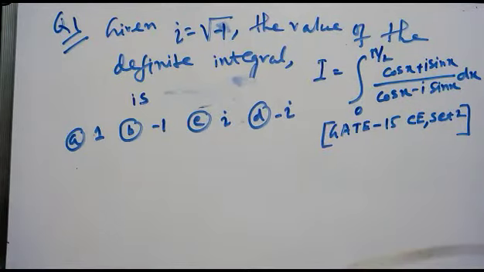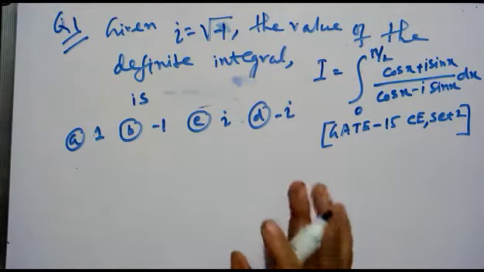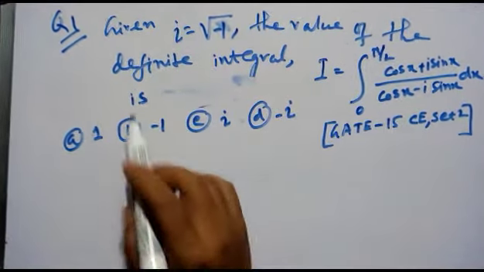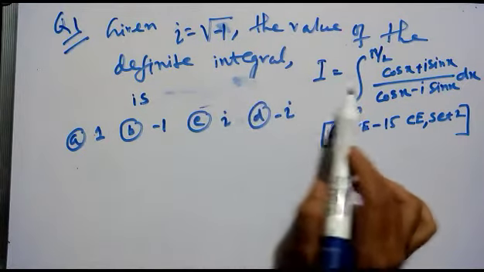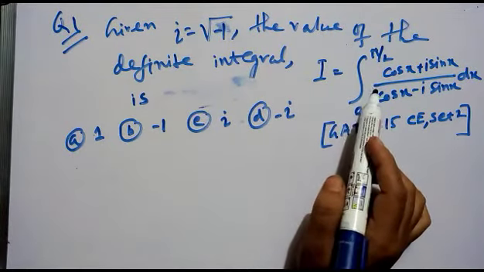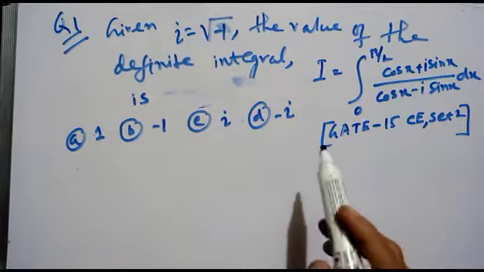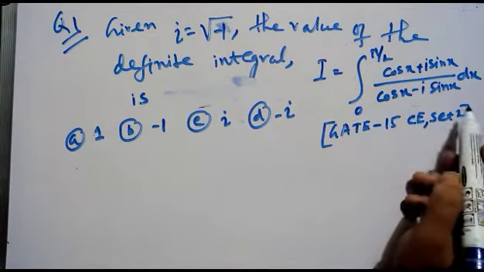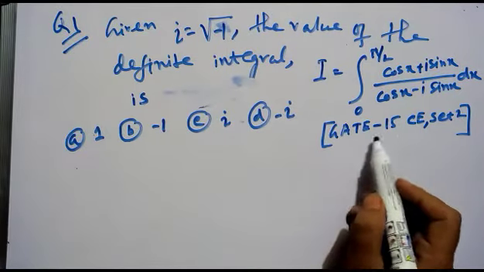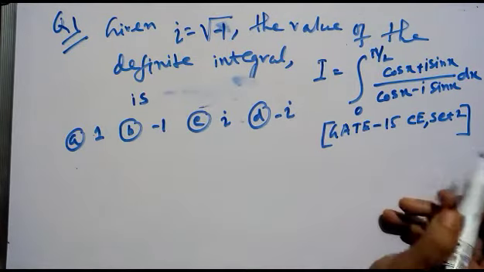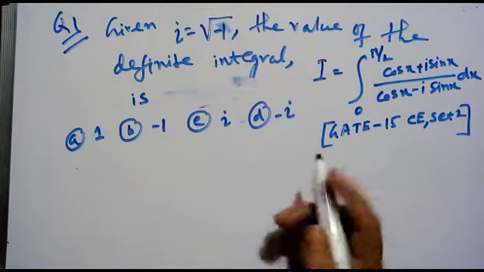Hello friends, today I am going to discuss the calculus part of the GATE exam. Our first math is: given i equal to root over minus 1, the value of the definite integral with limits 0 to pi by 2 of (cos x plus i sin x) by (cos x minus i sin x) dx, and here four options are available. This math comes from GATE 2015 Civil Engineering Set 2. Clear? Now let's start the math.